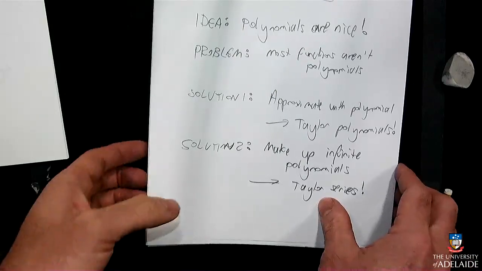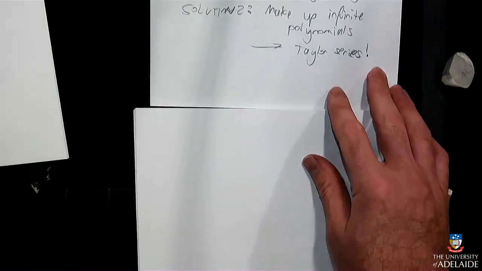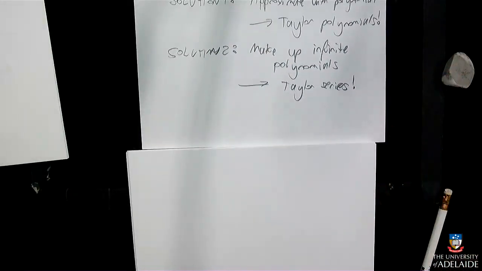Okay? e to the x is not 1. It's also not 1 plus x. And it's also not 1 plus x squared on 2. And it's also not 1 plus x squared on 2 plus x cubed on 6. And it's also not 1 plus x squared on 2 plus x cubed on 6 plus x to the 4 on 24. But if I did that forever, then it would be equal.